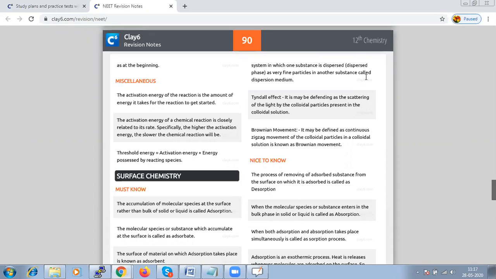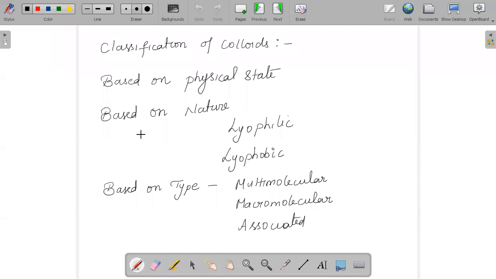So when we say dispersed phase and dispersion medium, of course, you can classify your colloids based on nature and based on type. And when we say based on their physical state, that is what we call the dispersed phase and dispersion medium. So when it is classified based on this physical state, it is dispersed phase and dispersion medium.